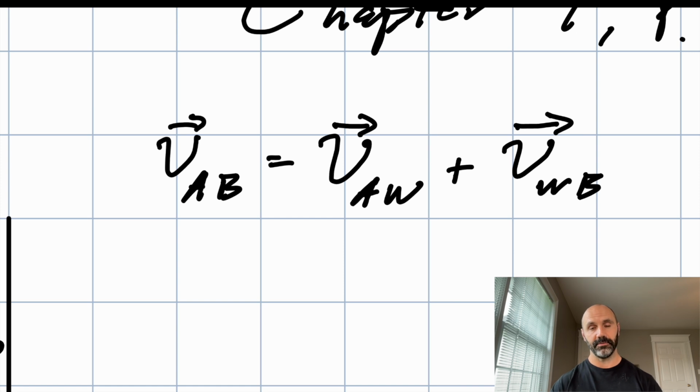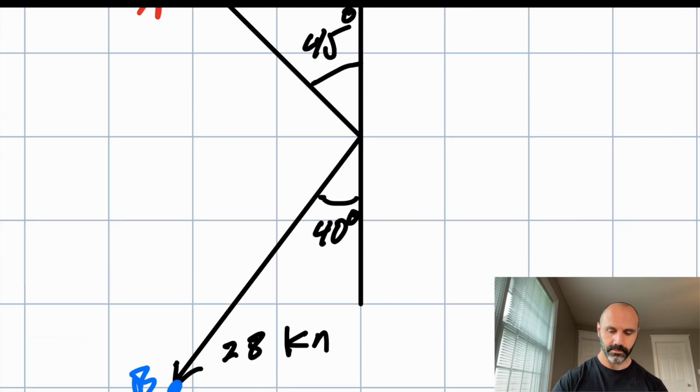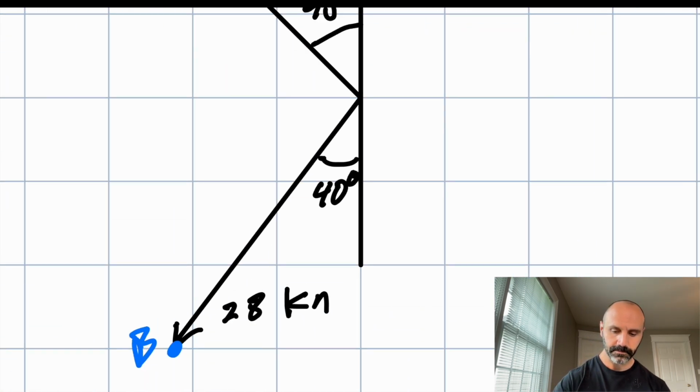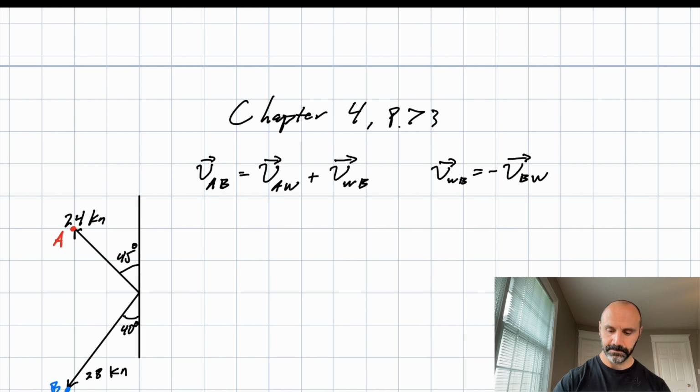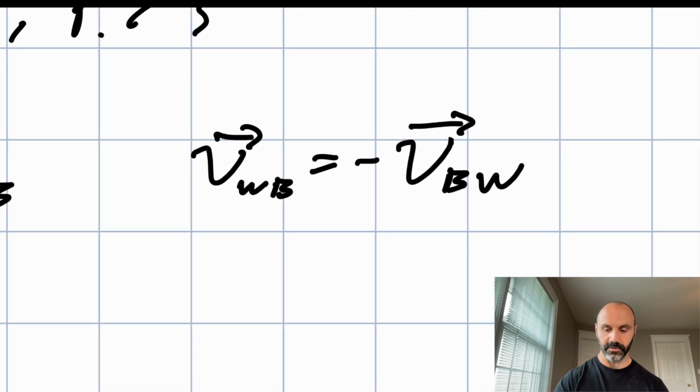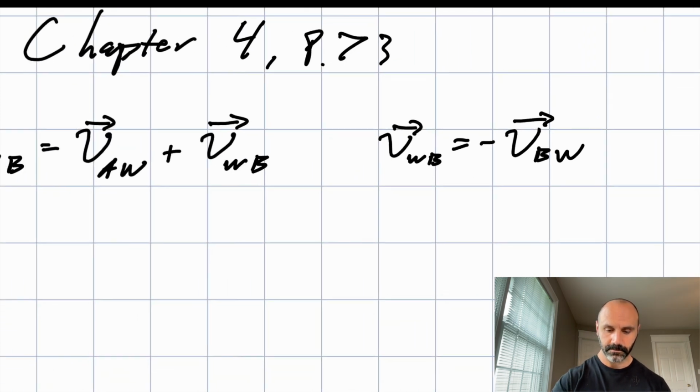We do not have, in the problem, we're not given the velocity of the water relative to B, right? This vector down here, this is the velocity of B relative to the water. Okay. Well, if you have the velocity of B relative to the water, what's the velocity of the water relative to B? It's just the negative, right? And so when we're writing out this equation, the velocity of the water relative to B is equal to the negative of the velocity of B relative to the water.